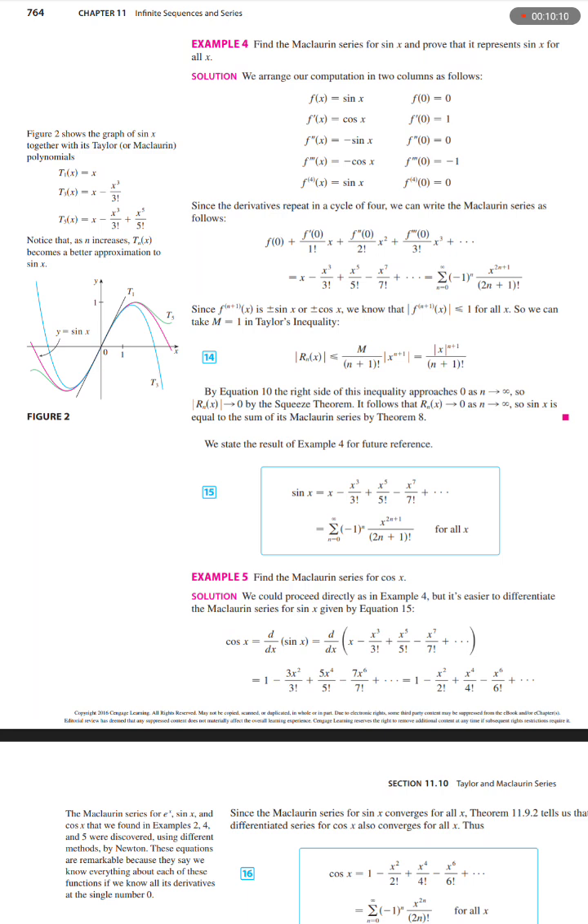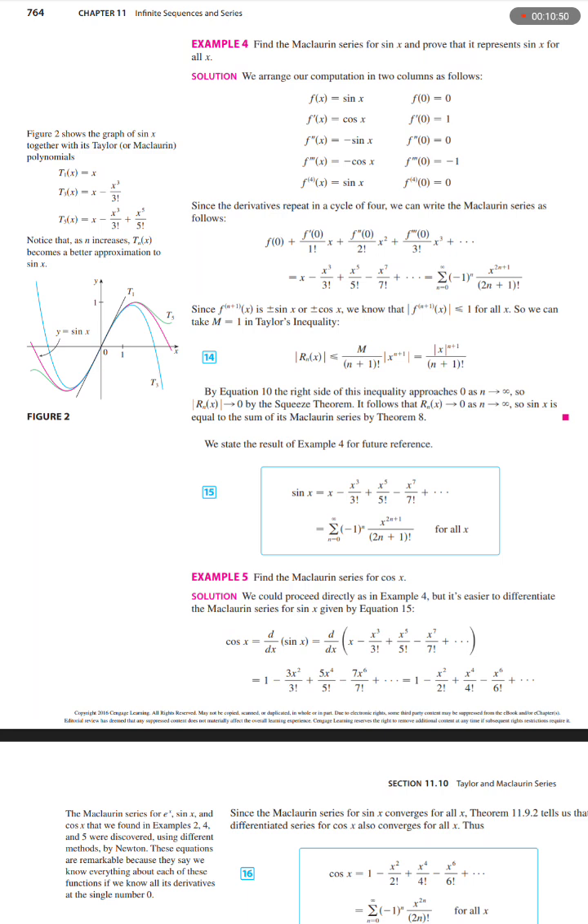By equation 10, the right side of this inequality approaches 0 as n approaches infinity. So the absolute value of big R sub n of x approaches 0 by the squeeze theorem. It follows that big R sub n of x approaches 0 as n approaches infinity. So sine x is equal to the sum of its Maclaurin series by theorem 8. We state the result of example 4 for future reference.